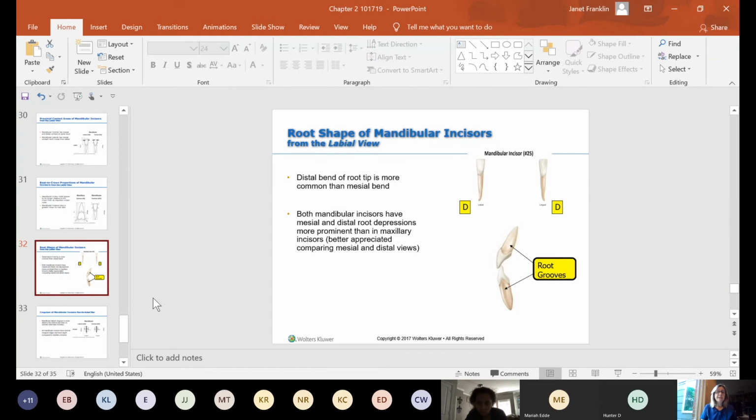Both mandibular incisors have mesial and distal root depressions that are more prominent than in the maxillary incisors. So we're going to talk a little bit as we go through all of these chapters about root depressions and root grooves. Those are important because when you're root planing, you need to get your instruments into those grooves.